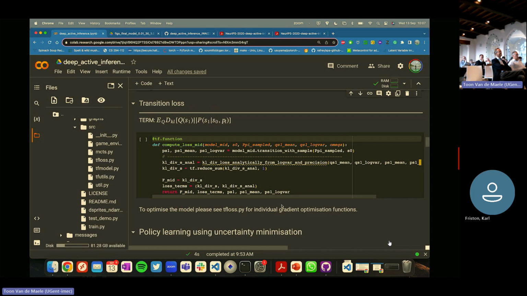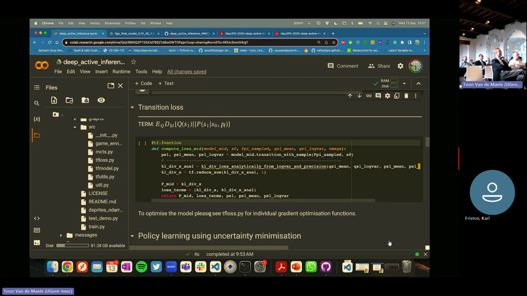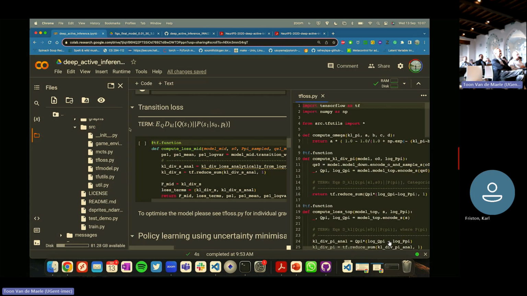This can be a little bit involved. So what I want to do is take a few minutes now for people to have a look through. And also, if anyone's interested to see how we're actually optimizing this model using the loss functions I just defined, I wanted to show quickly the TF loss file that you can just open up.